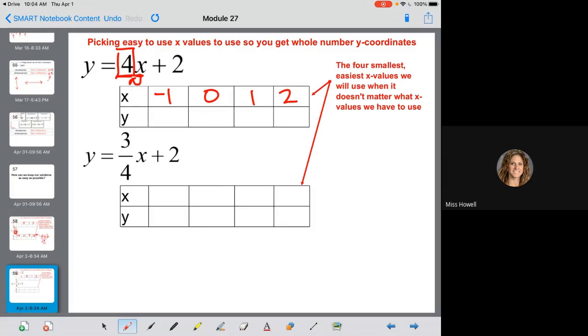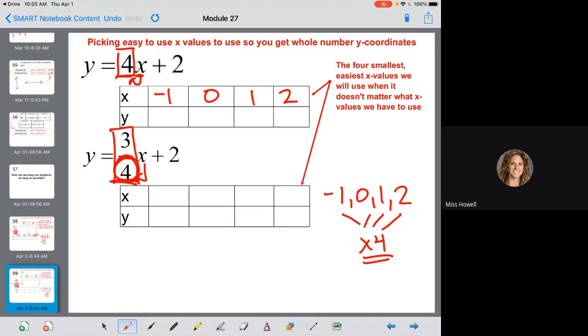Now, this bottom one, which looks a little bit different, is also in slope-intercept form of y equals mx plus b, but our coefficient here in front of x is a fraction. So we want to look at this bottom number. It's going to help us pick out x's that are a little bit easier to work with and will give us perfect y's. So instead of -1, 0, 1, and 2, we're going to multiply them by 4. We're using this denominator and multiplying by that number.